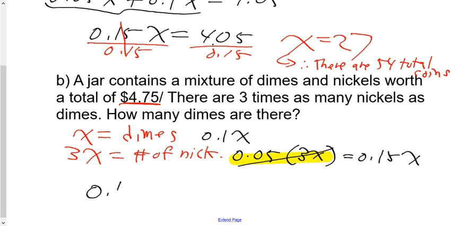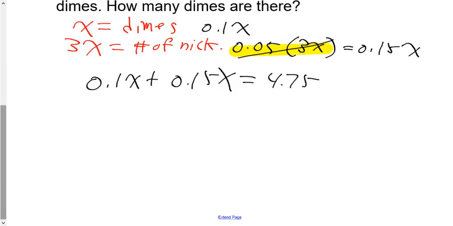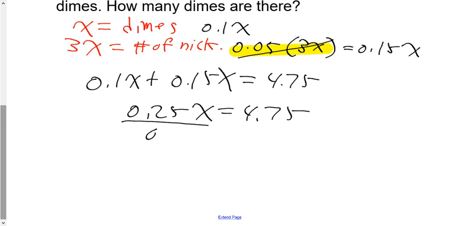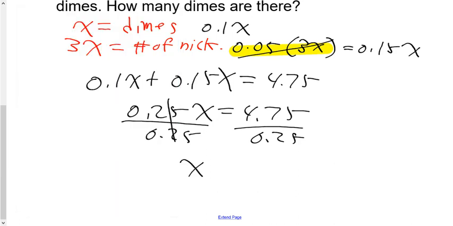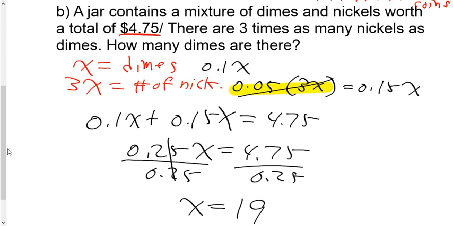So the value of the dimes plus the value of the nickels equals 475. Those are not combined, so we're going to combine those into 0.25x equals 475. Divide both sides by my coefficient. And 475, how many quarters are there in 475? There are 19 quarters in 475, so therefore x equals 19, but we're not done.